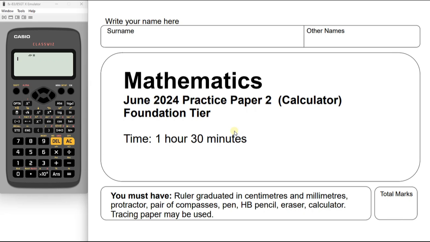So I think that's everything covered, so it's probably time now we get straight into the paper. So without further ado, let's get cracking with question number 1.